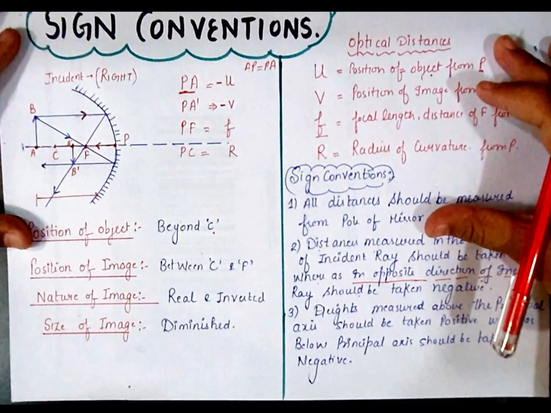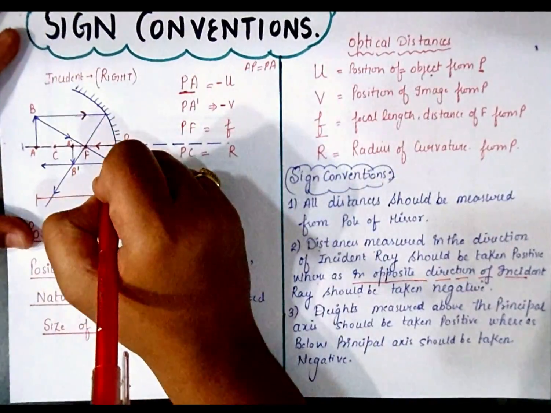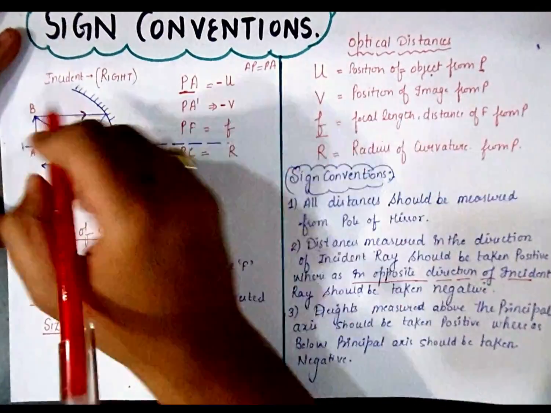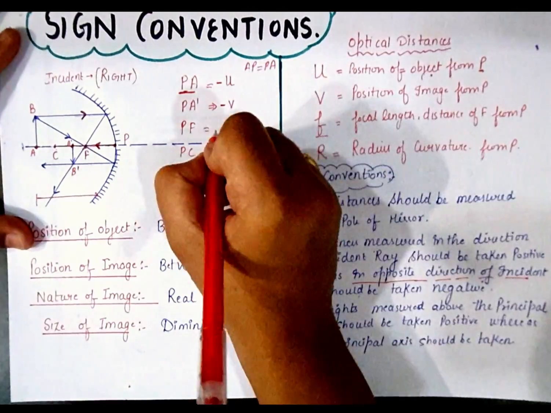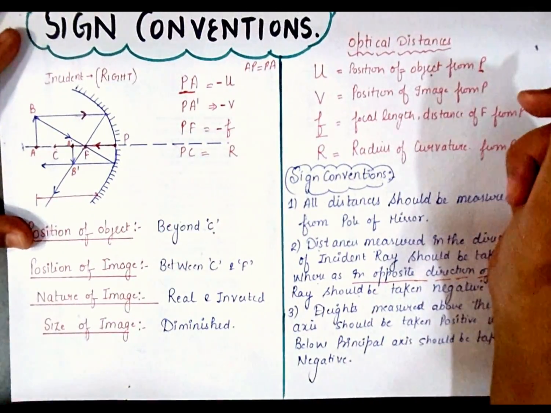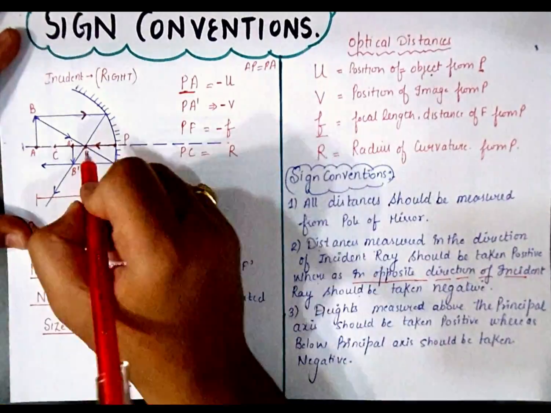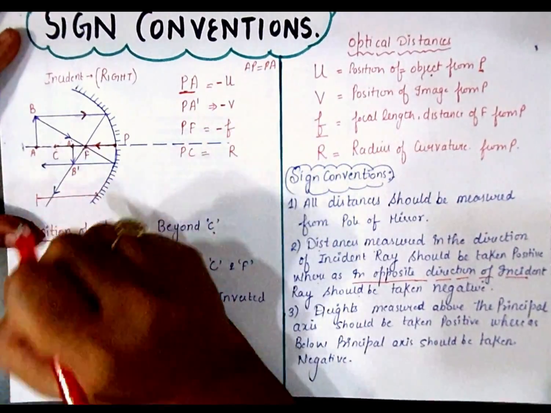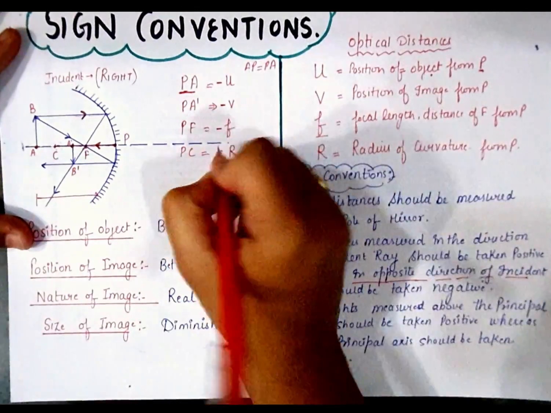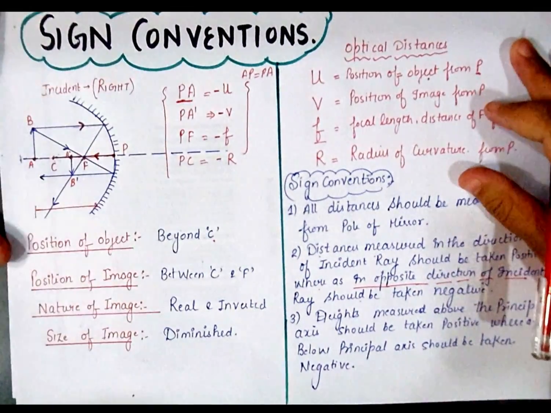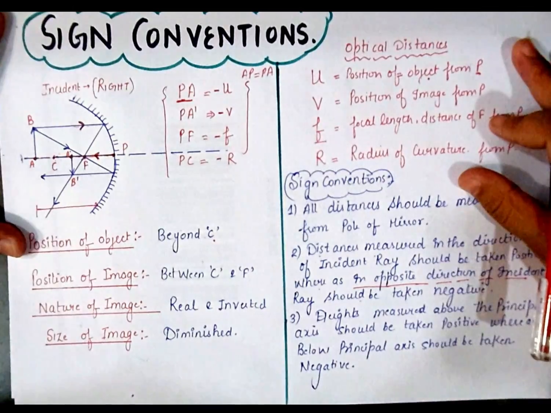Let's have another one, that is PF. So again, find out the direction of PF. Again, it is on the left side and the direction of the incident ray is the right side. So my focal length will be negative. Similarly, if I have to find the sign of PC, that is R, again it is on the left side and the incident ray is on the right side. So you can see that in this ray diagram, all optical distances, after applying sign conventions, come out to be negative. So my U is negative, V is negative, F is negative, R is negative.